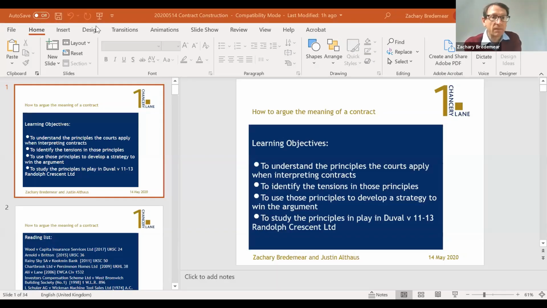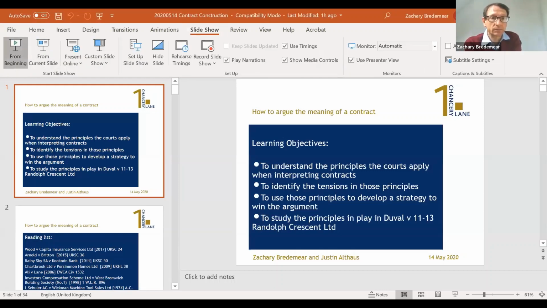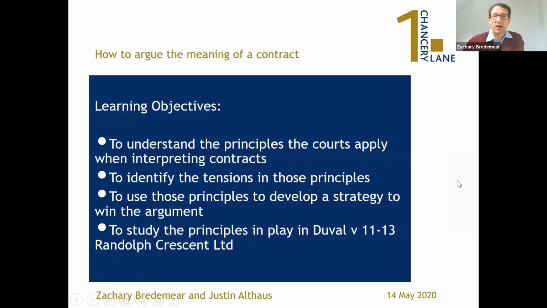So these are our learning objectives for this webinar. And as I said, an important part of it is looking at the basic principles that the courts apply when interpreting a contract, and identifying within those principles some tensions which you can use to argue one way or the other as to what a contract means.